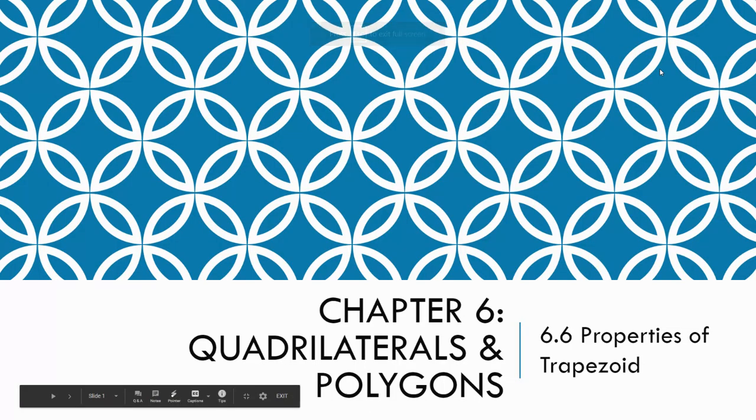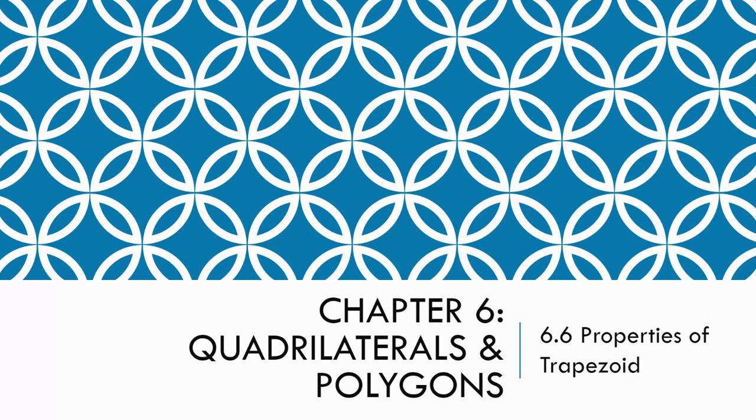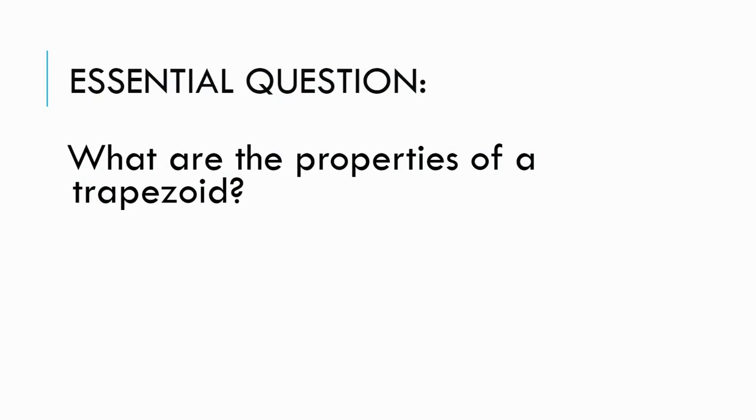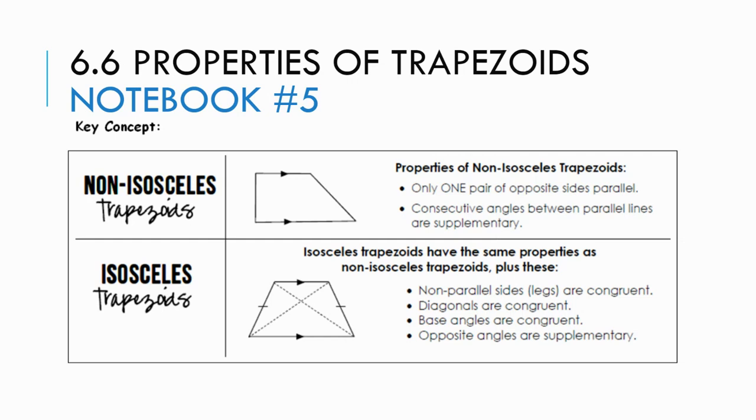Hi guys, I'm going to try to go over the trapezoids notes with you because a couple of you had a few questions on how I came up with an answer. All right, so the essential question for these notes is: what are the properties of a trapezoid? We're going to go over them and then apply them to problems to see if we can find missing sides and missing angles.